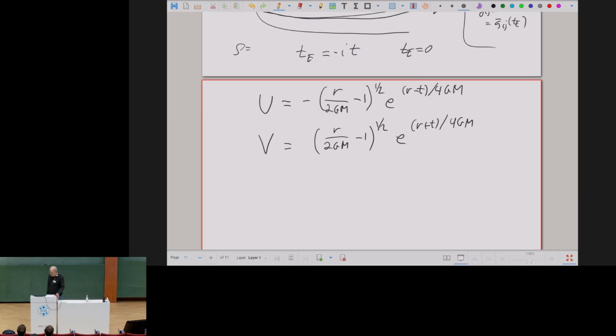And then if you want to know T, you could find an elementary formula: the exponential of T is something like V over U. But there's no simple inversion for r. If you want to know what r is, you have to define r implicitly by this formula here, which we get by multiplying those two equations. But this function here is a monotonic function of r, going from 0 at the horizon, r equals 2GM, to infinity when r is infinity.